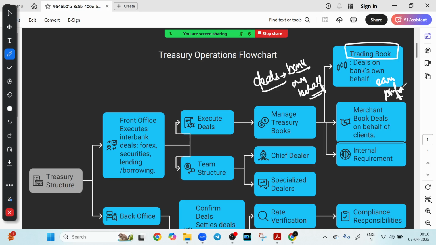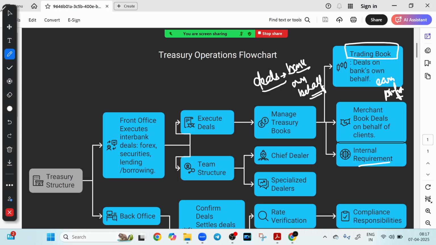The next is called the merchant book. Merchant book means deals executed on behalf of clients, based on internal requirement. So basically, trading book means deals done on the bank's own behalf, aimed at earning profit, while merchant book means deals executed on behalf of clients, based on internal requirement. So that is all about the front office which you have to know: execution of deals, team structure, treasury book management, what the trading book stores and what the merchant book stores.